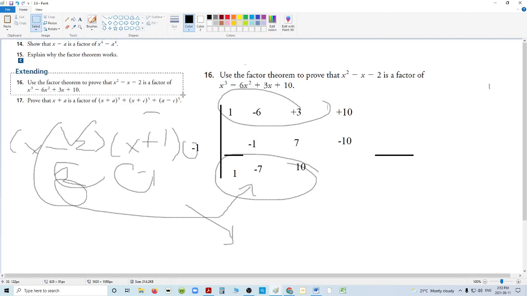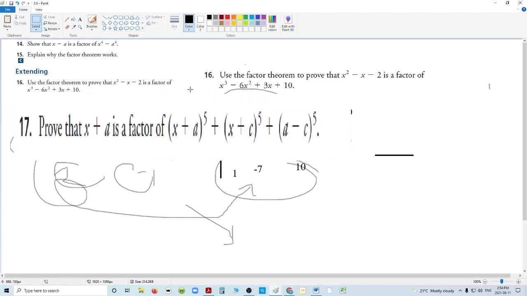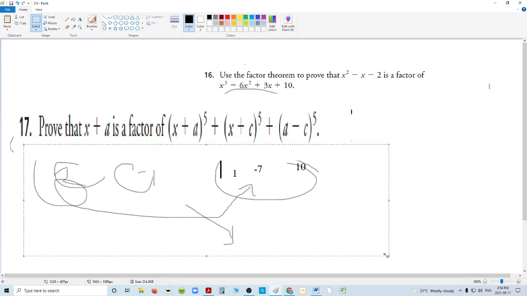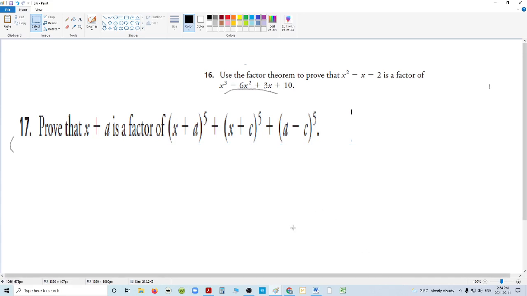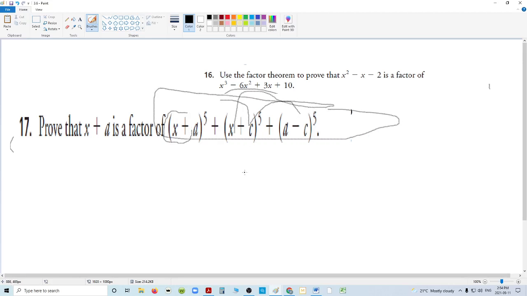Use factor theorem. Oh, this is the last one. Oh, I don't know if I can prove this. Hang on. Yeah, I don't know if I can prove this. I mean, so it's got to be factored into each of those. And I suppose you could go crazy and expand it. Or you could treat, what could you treat? That's like a number plus a.